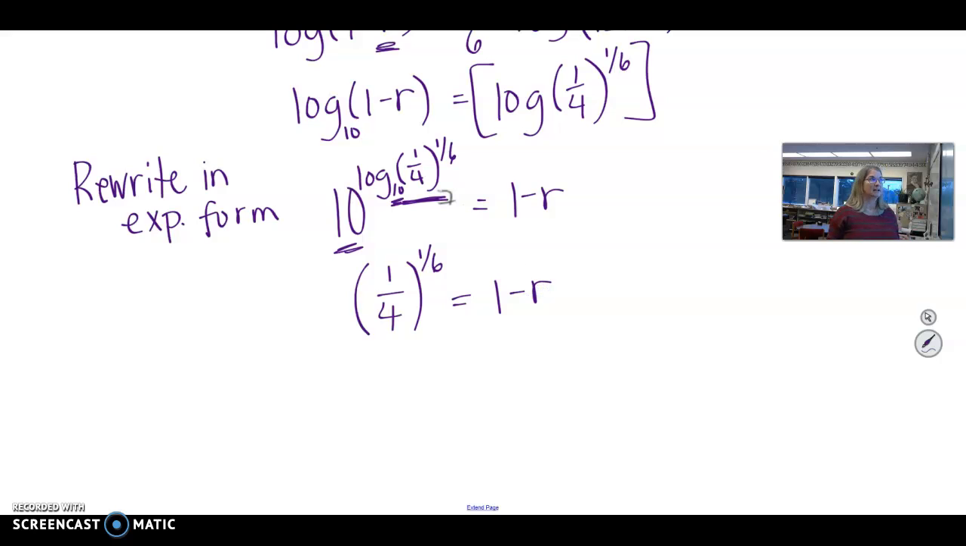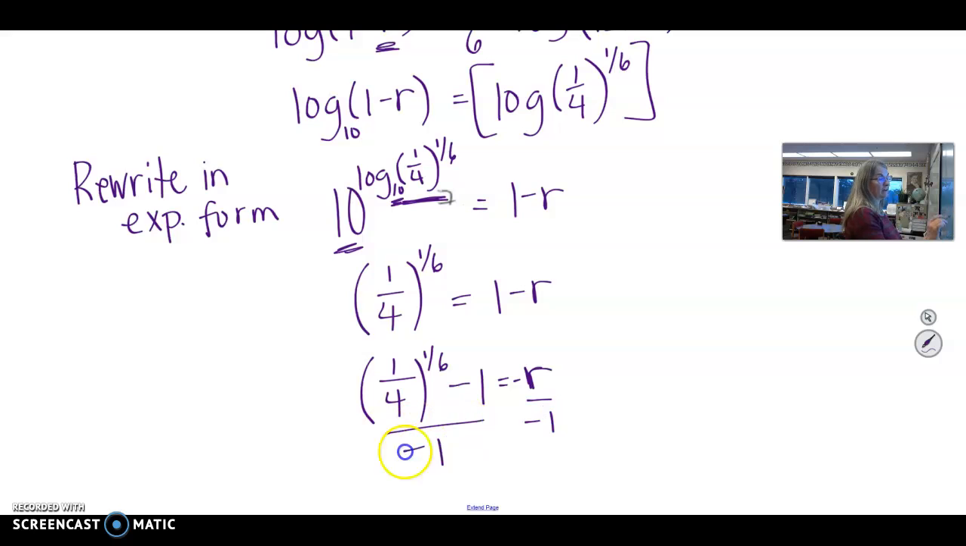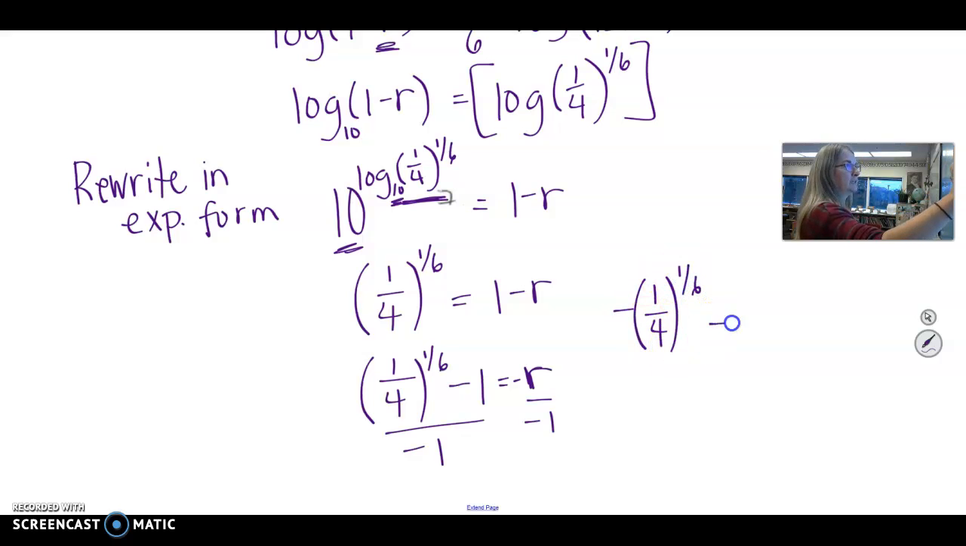So I want to get R by itself, and I could put this in the calculator now, or I can put it in at the end, which is what I'm going to do. To solve this for R, I need to subtract 1 from both sides. So I have 1/4 to the 1/6 power minus 1 equals negative R. To get rid of the negative, so it's just R by itself, I'm going to multiply both sides, or you can think of it as dividing both sides, by negative 1. When I divide by negative 1, it changes the signs on everything. So I have negative 1/4 to the 1/6 plus 1 equals R. And now I'm going to put that in the calculator.